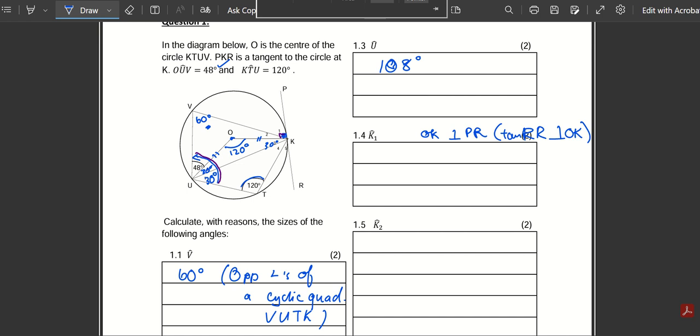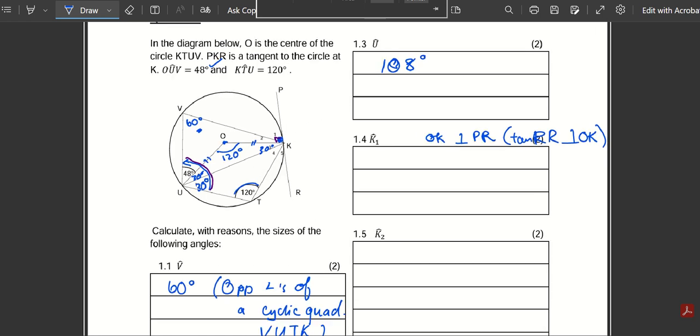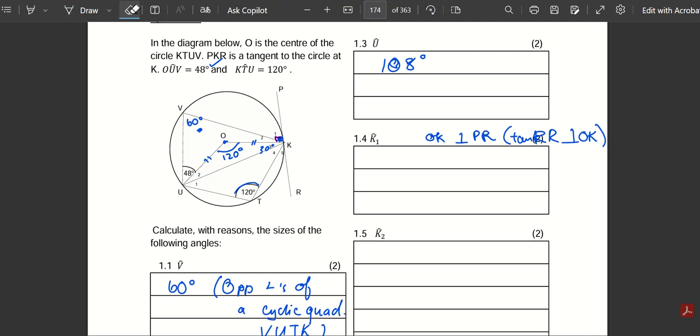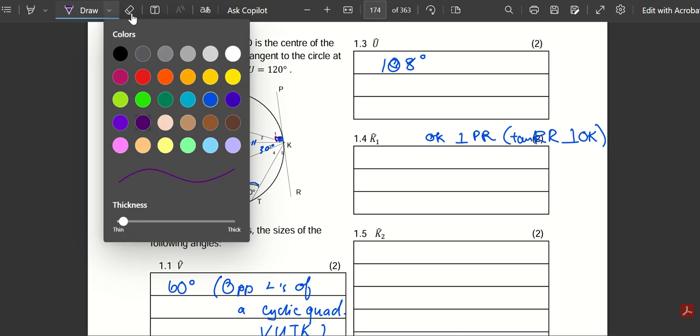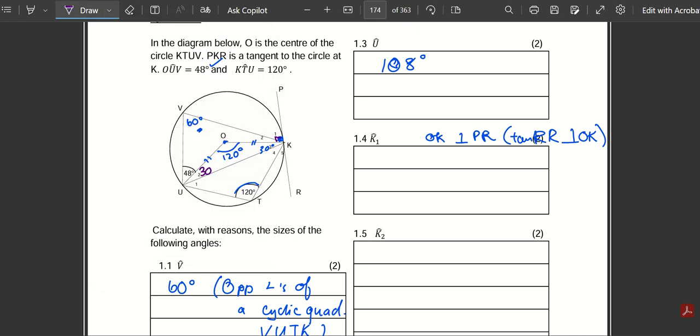So if we can see here, if we zoom in a little bit there, I'm struggling to zoom in on the screen, but that means this whole angle is 90, all right? And this angle right here, I'm going to do some erasing here. This angle right here, that's 30, okay?